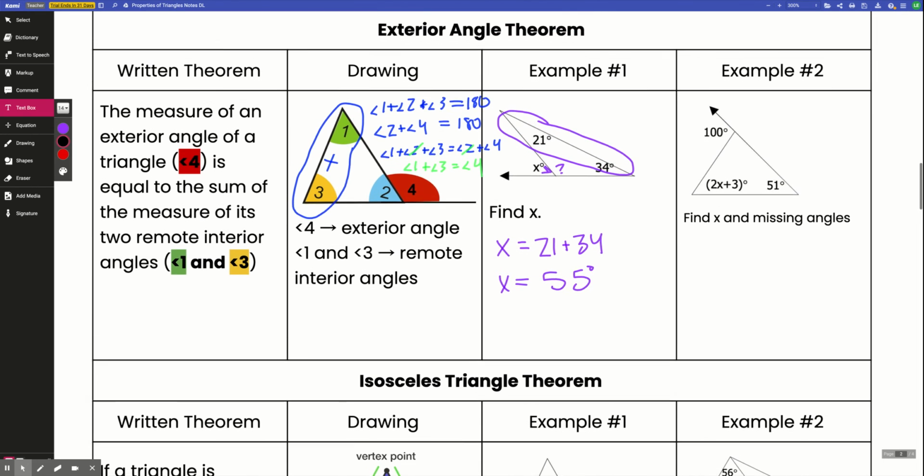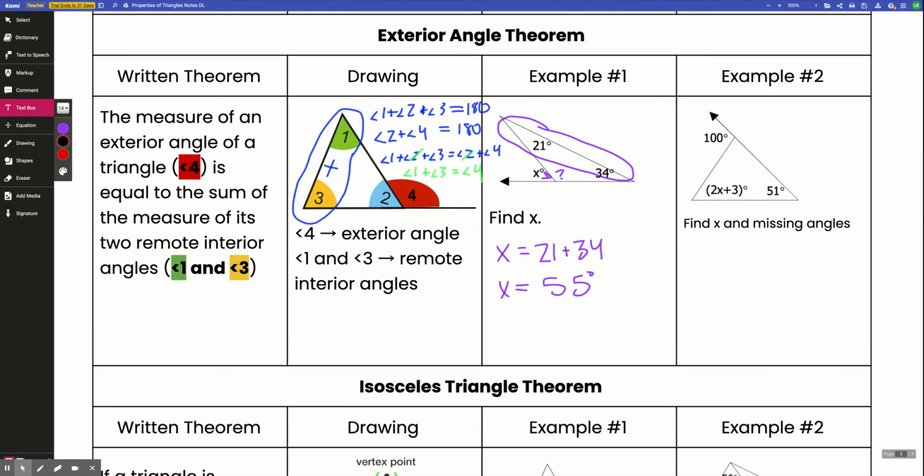Rather than doing a bunch of extra calculation, you can just do it in one step, which is kind of awesome, okay? All right, so let's look at this second example right here. Again, it says find x and any missing angles. So I'm going to find x first, and then I'll use that to find my missing angles here.